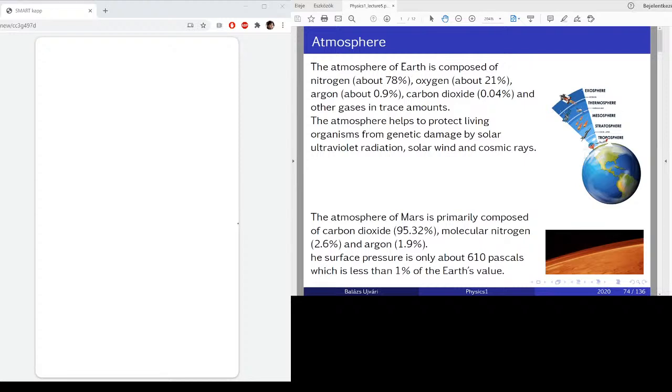Let's start with a simple different topic, but you will see why I like to mention the atmosphere. You know the atmosphere is a pretty complex something. It's mainly composed of nitrogen, oxygen, argon, carbon dioxide, and other gases, but all these gases have very small concentration in the atmosphere. Why do we have atmosphere?